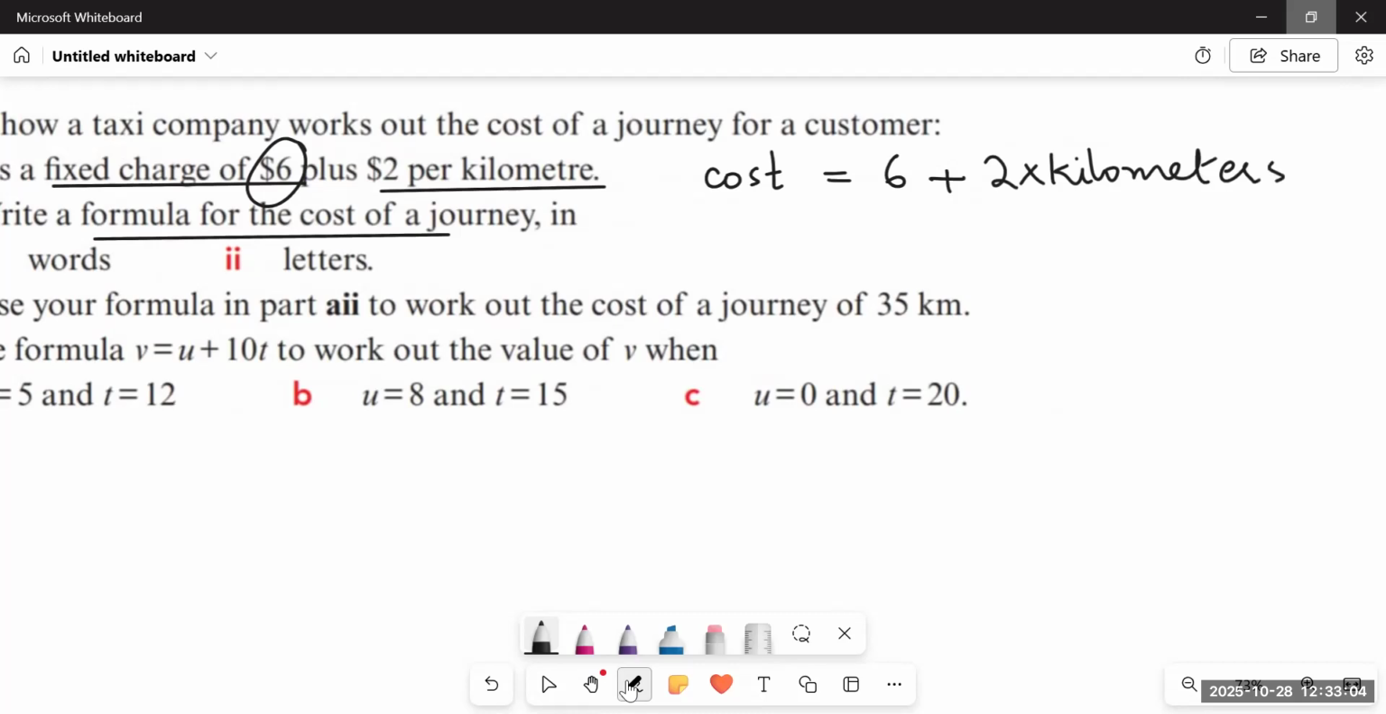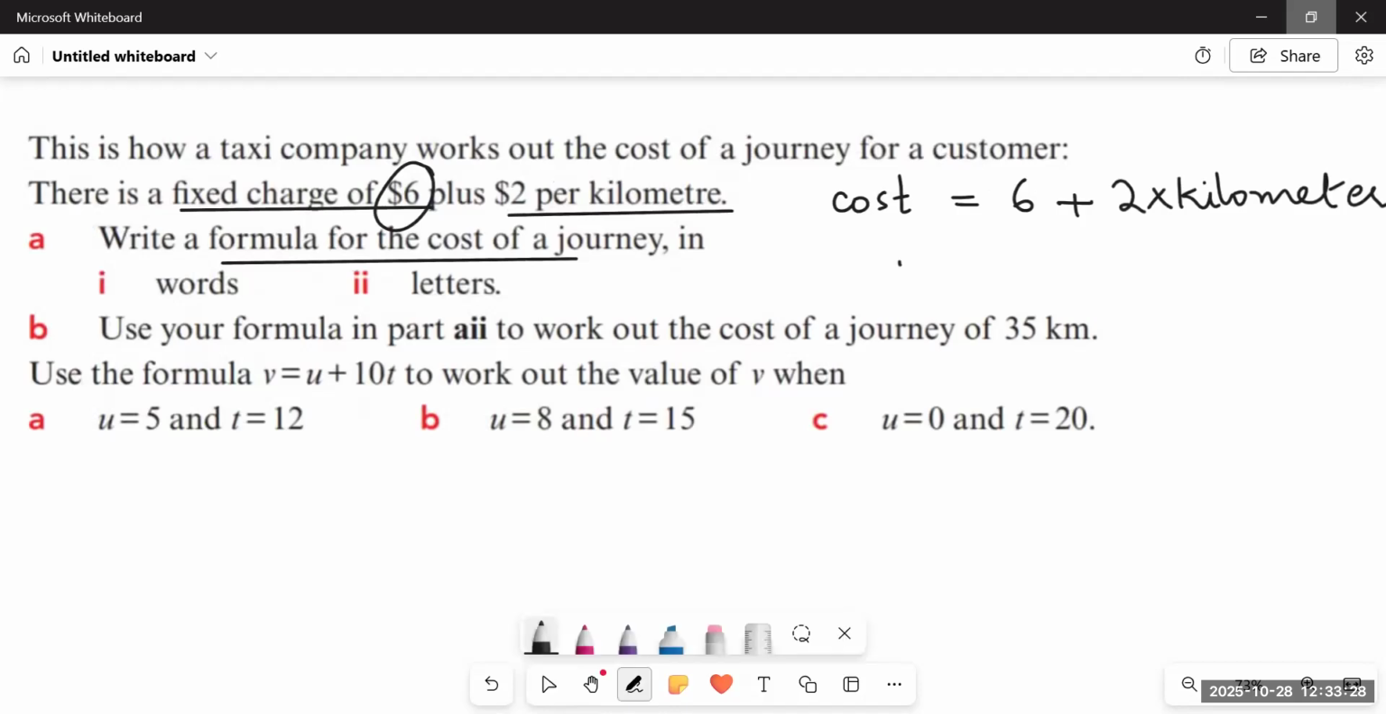Like if we travel 4 kilometers, we have to pay 4 multiplied by 2. If we travel 10 kilometers, we have to pay 10 multiplied by 2. If we travel 5 kilometers, it would be 5 multiplied by 2. But with every number of kilometers, we have to pay a fixed charge of $6. Okay. So in words, it would be cost is equal to 6 plus 2 into kilometers. And in letters, it would be C is equal to 6 plus 2K. And here it goes. This is how you are going to make your formula. That's all. Okay?